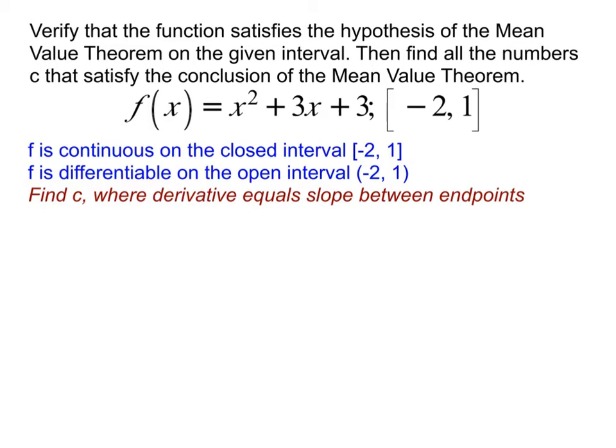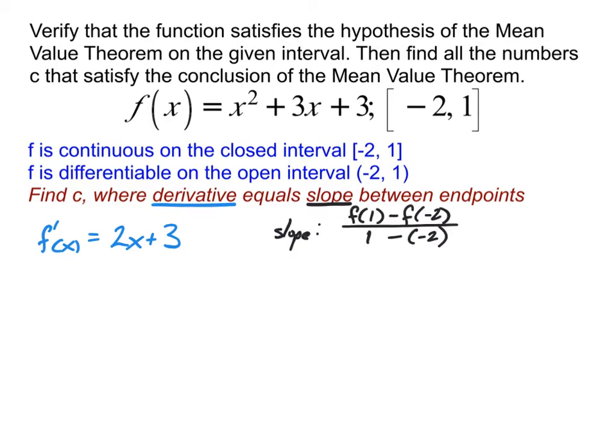Notice that in order to do this, we have to do two things. First, we have to find the derivative. And so I find my derivative function, and then the other thing I need to do is find out what the slope is between the endpoints. And so we're going to do our normal slope formula. Basically, it's delta y over delta x.